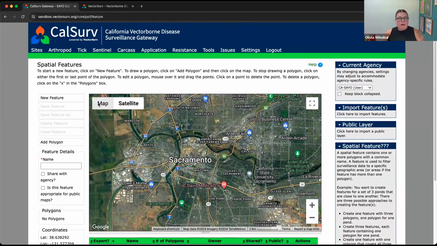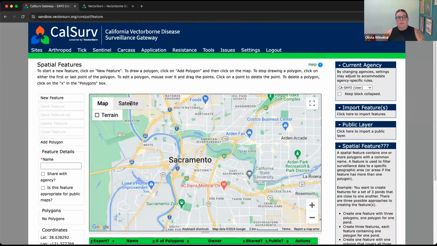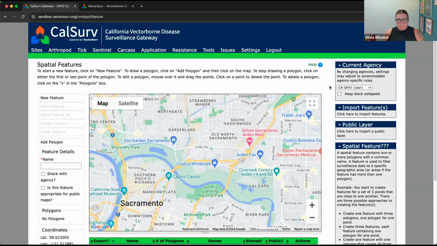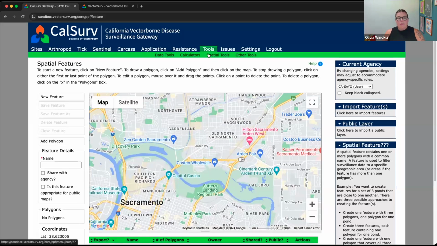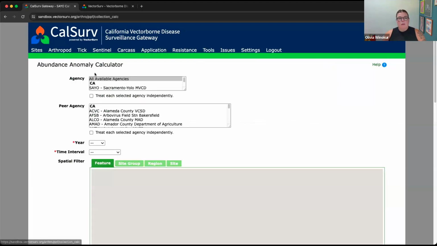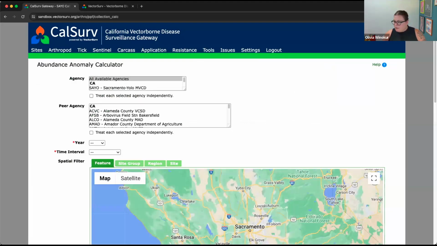Okay, so I did just toggle here between satellite. That may be a way to help narrow in for now. So we have created our spatial features. Now we're going to make our way through how to use each of the calculators. We're just going to go down the list and we're going to start with the Arthropod Abundance Anomaly Calculator. Let me move my stuff around here.